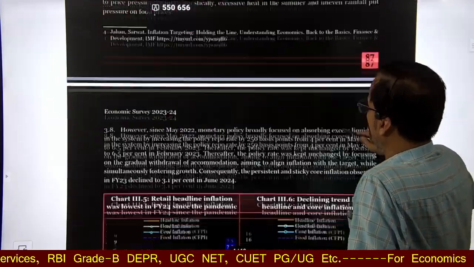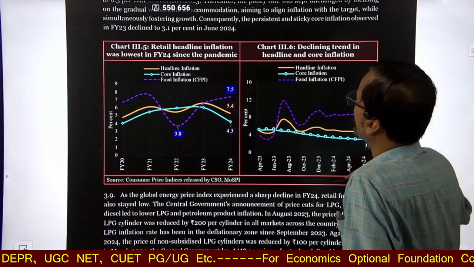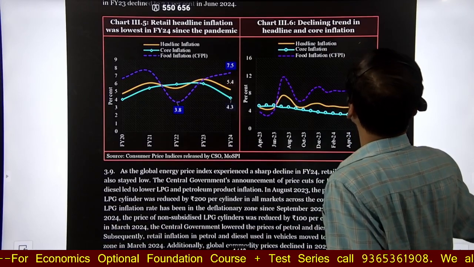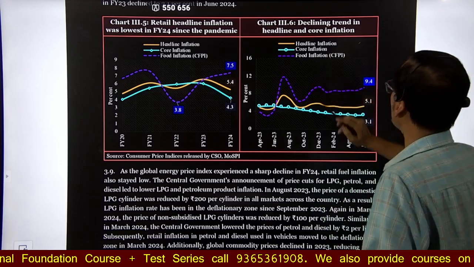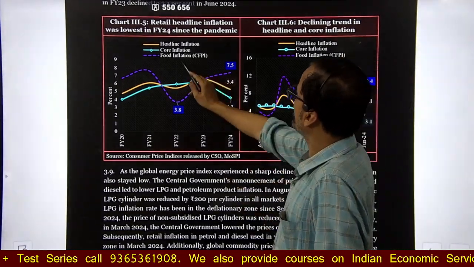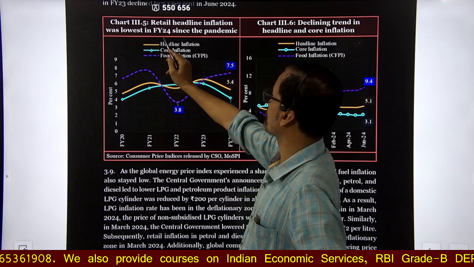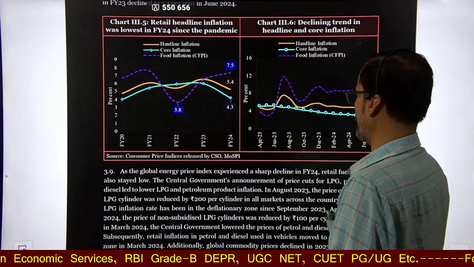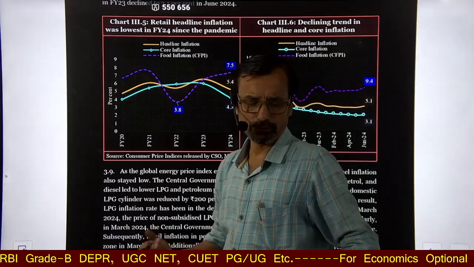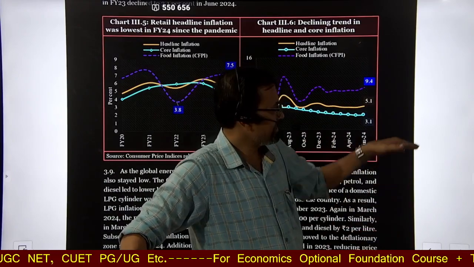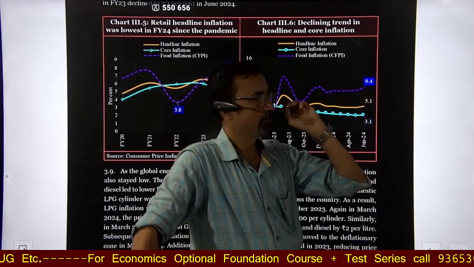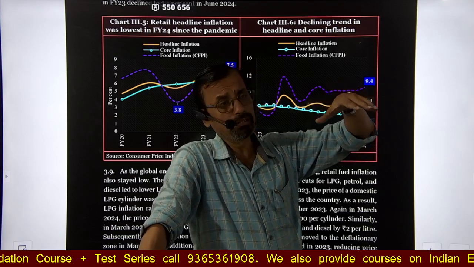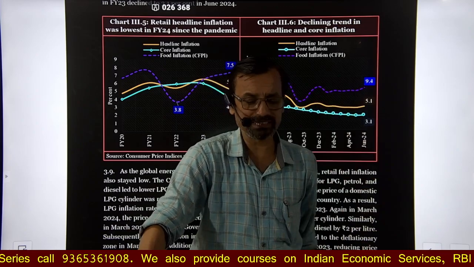This is given by a figure in this survey. You have headline inflation, core inflation, food inflation. Retail headline inflation was lowest in the financial year since 2024, with a declining trend in headline and core inflation. Simple thing, in 2022 monetary policy raised the policy rate by 250 basis points, which was increased from 4% in May 2022 to 6.5% in February 23.